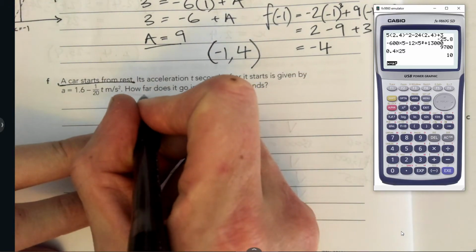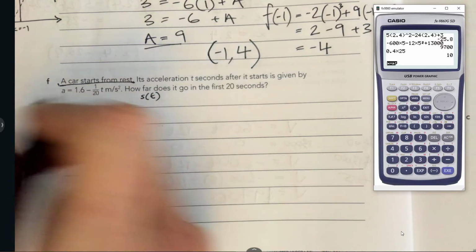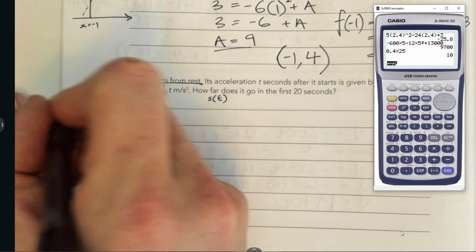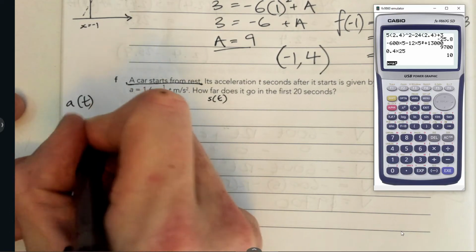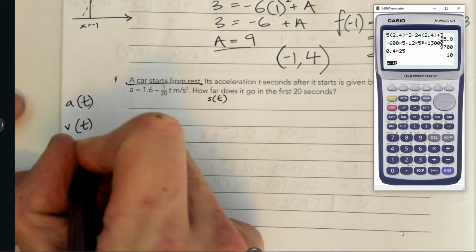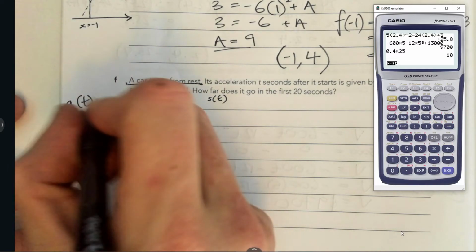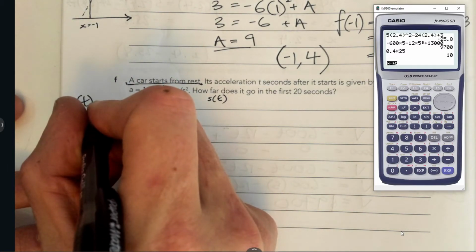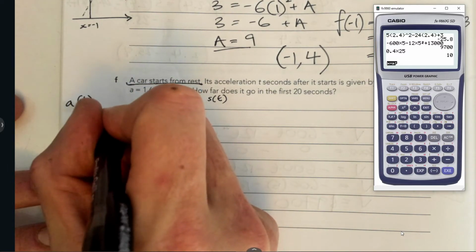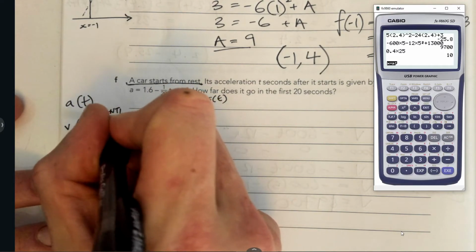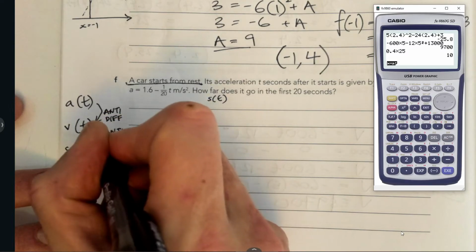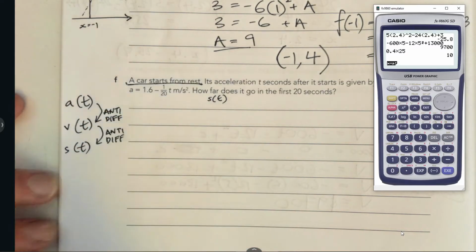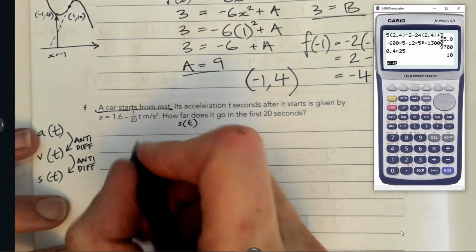Look at this. How far? That's an s of t. So we start off with an a of t, right? And then we're going to have to build that into a v of t, and then we're going to have to build that into s of t, right? So all of these steps are going to be anti-diff. I can't wait until you guys are allowed to start calling it integration like it actually is, but for now, anti-diff. Okay, so let's do it.